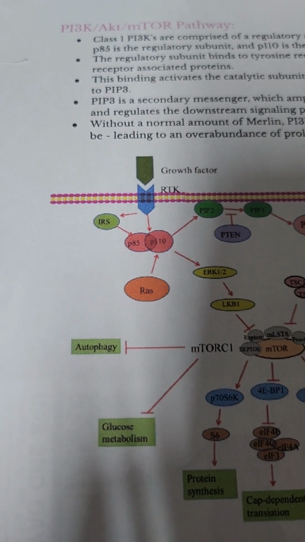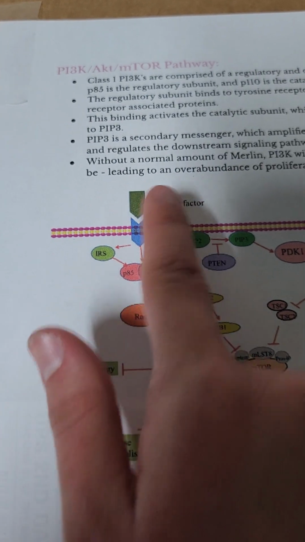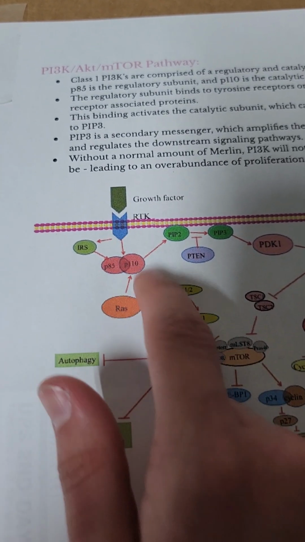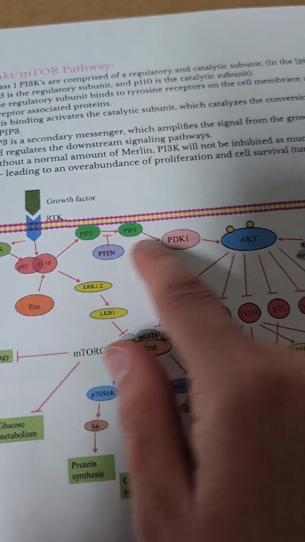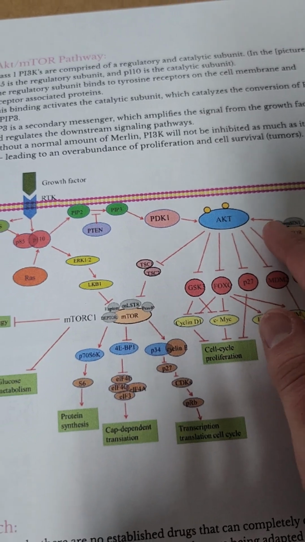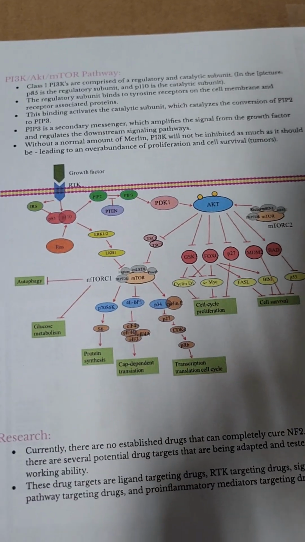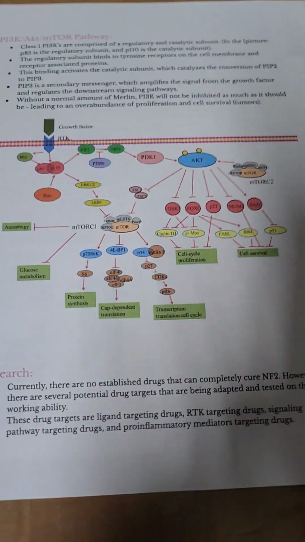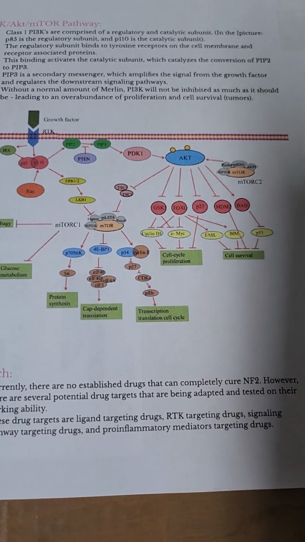PIKE-L kind of binds in this process, but when Merlin binds to it, this process just doesn't happen. So it doesn't even get to the secondary messengers over here, which means that AKT never gets the message, which means that none of this happens, which is why it's super important for Merlin to exist, because again, it is stopping or regulating cell growth, right?